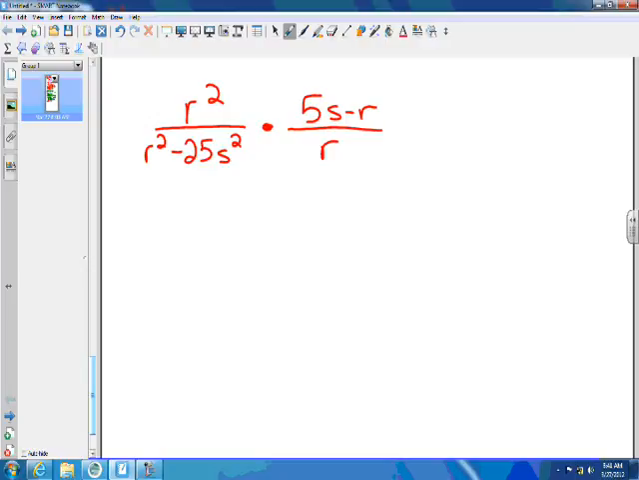So, r squared, is that already factored? Is there anything you can do to that? Is there a common term, or if it's only one term, though? Anytime you just have one term, you're going to leave that. R squared minus 25s squared. So, is there a common term there that you can take out of r squared and 25s squared?